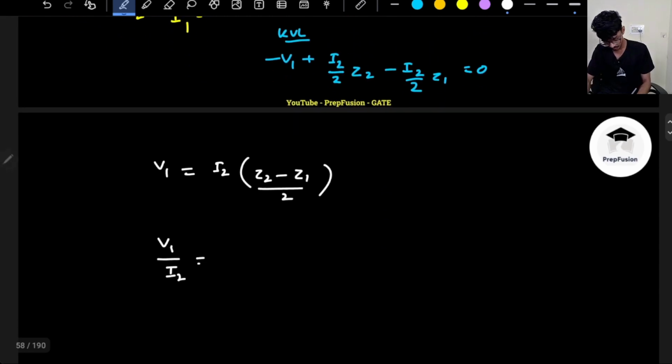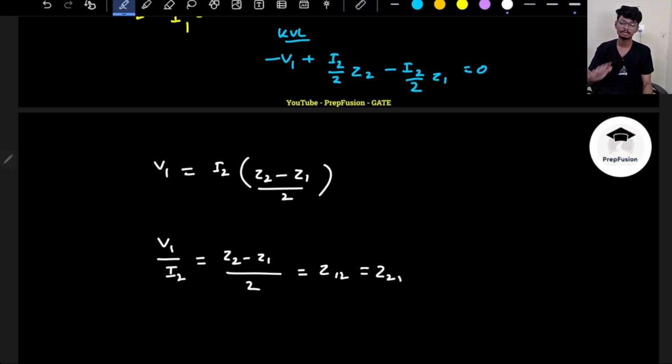So this will be V1 by 2 will be Z2 minus Z1 by 2. So whatever we have derived is equal to Z12, which is equal to Z21. Of course the network will be reciprocal because it consists of purely passive elements. If a network consists of purely passive elements, it will always be reciprocal. Okay, so that's how you solve.